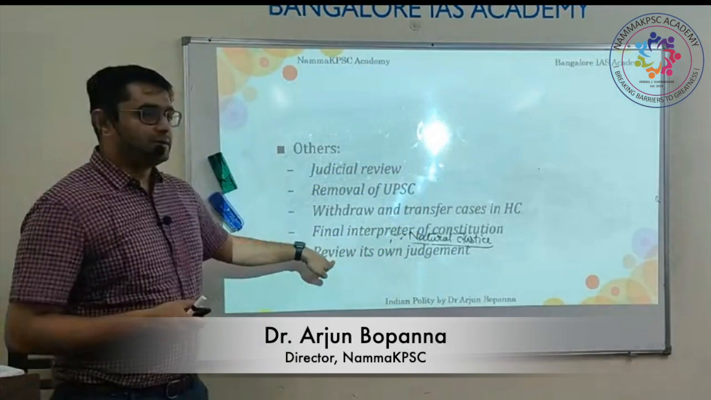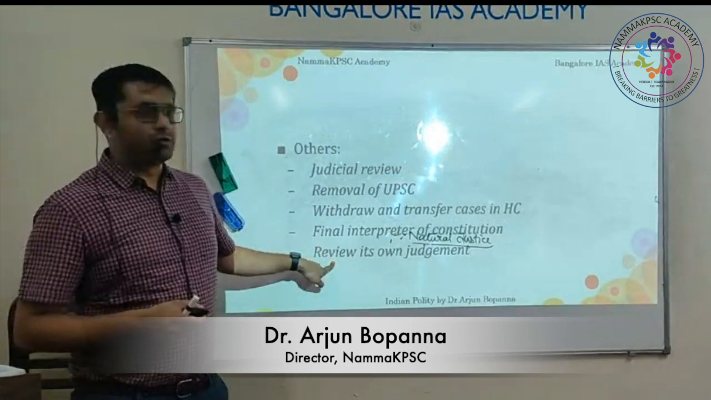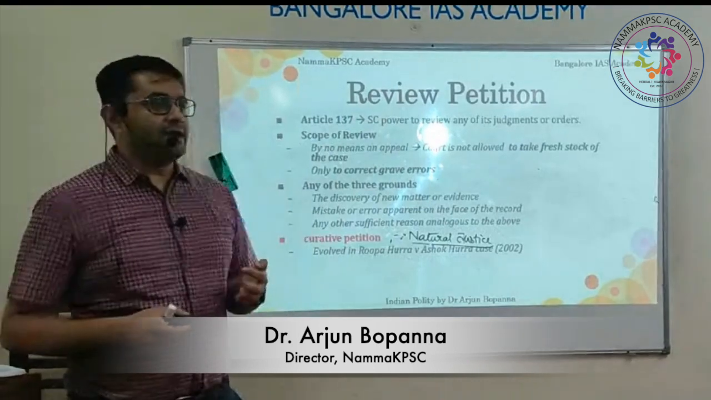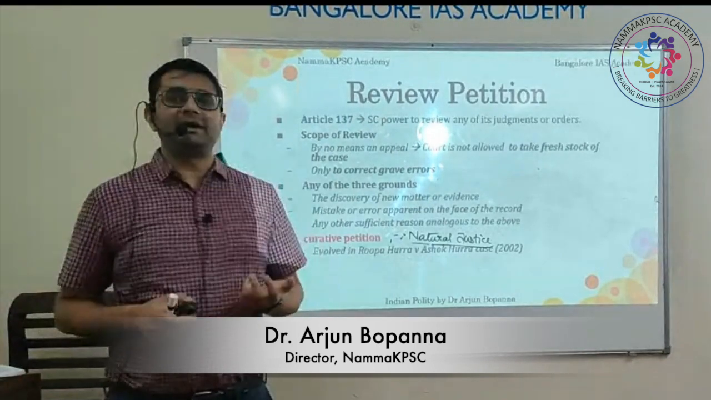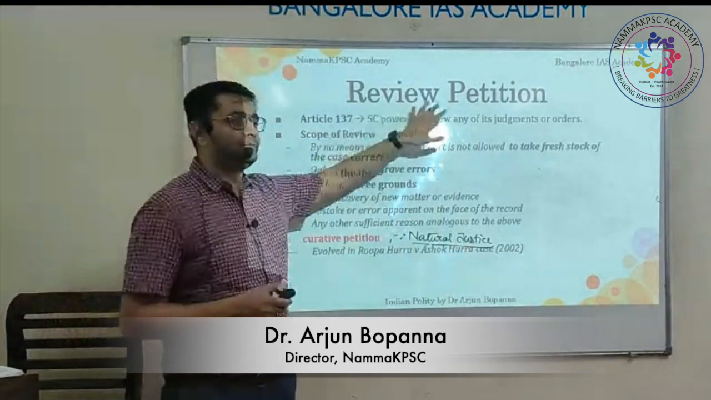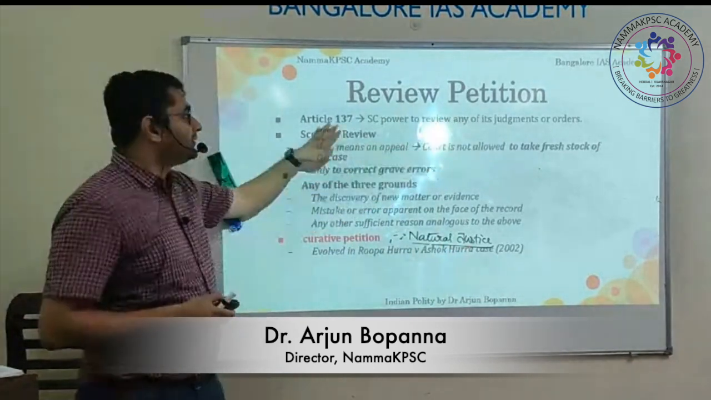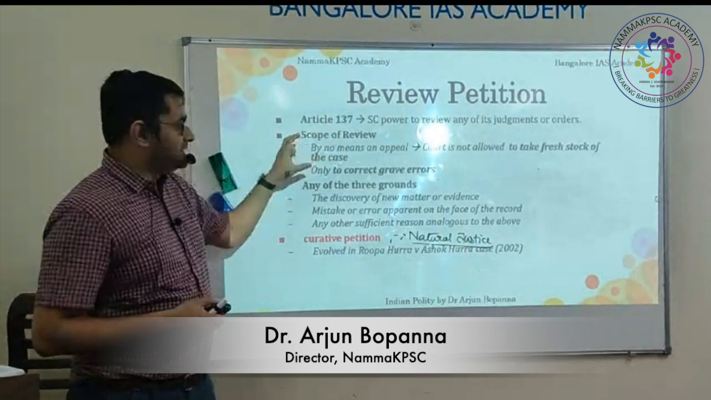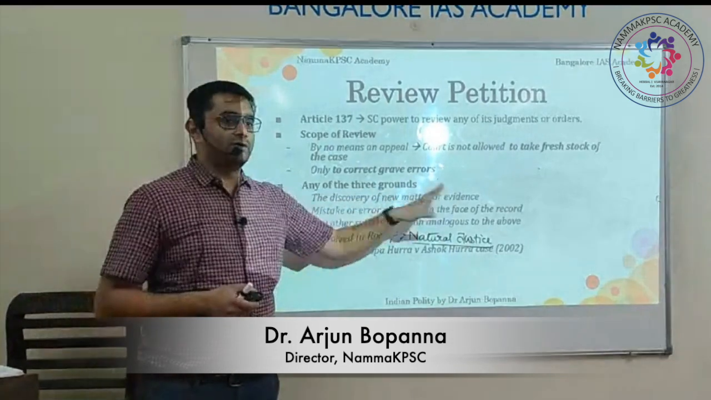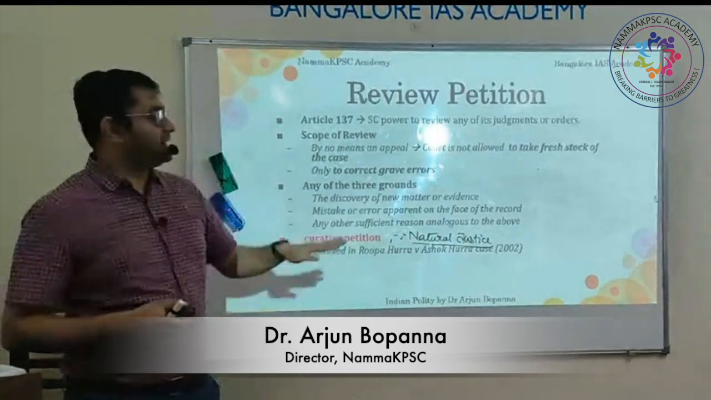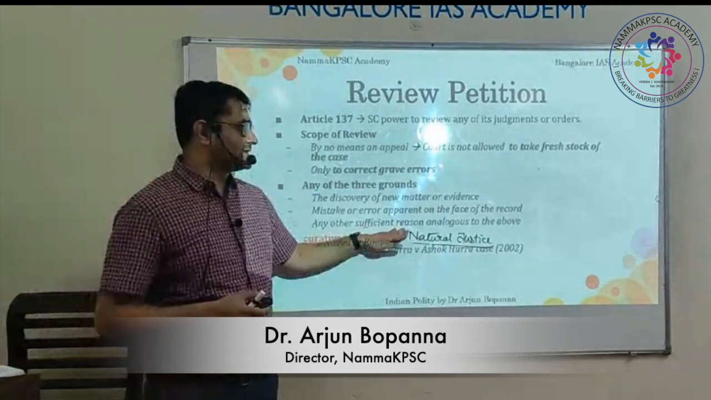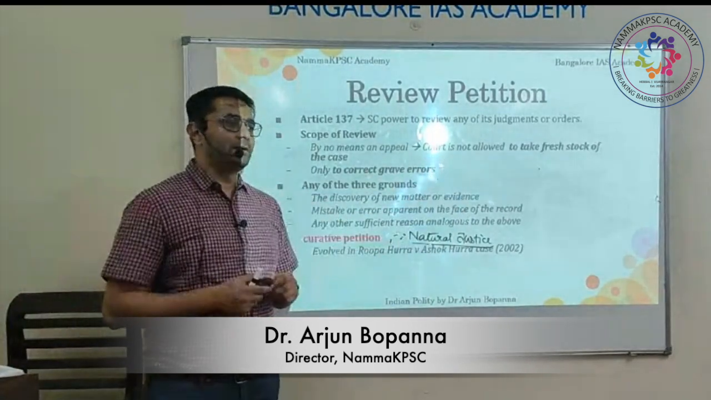So one of the powers of the Supreme Court is to review its own judgment. That is, it can be reviewed when the person who is affected by the judgment again approaches the court and puts in a review petition. So review petition is provided under Article 137. There are three grounds under which it can be issued: discovery of new matter or evidence, mistake or error on the face of it, or any other reason which is analogous to the above.